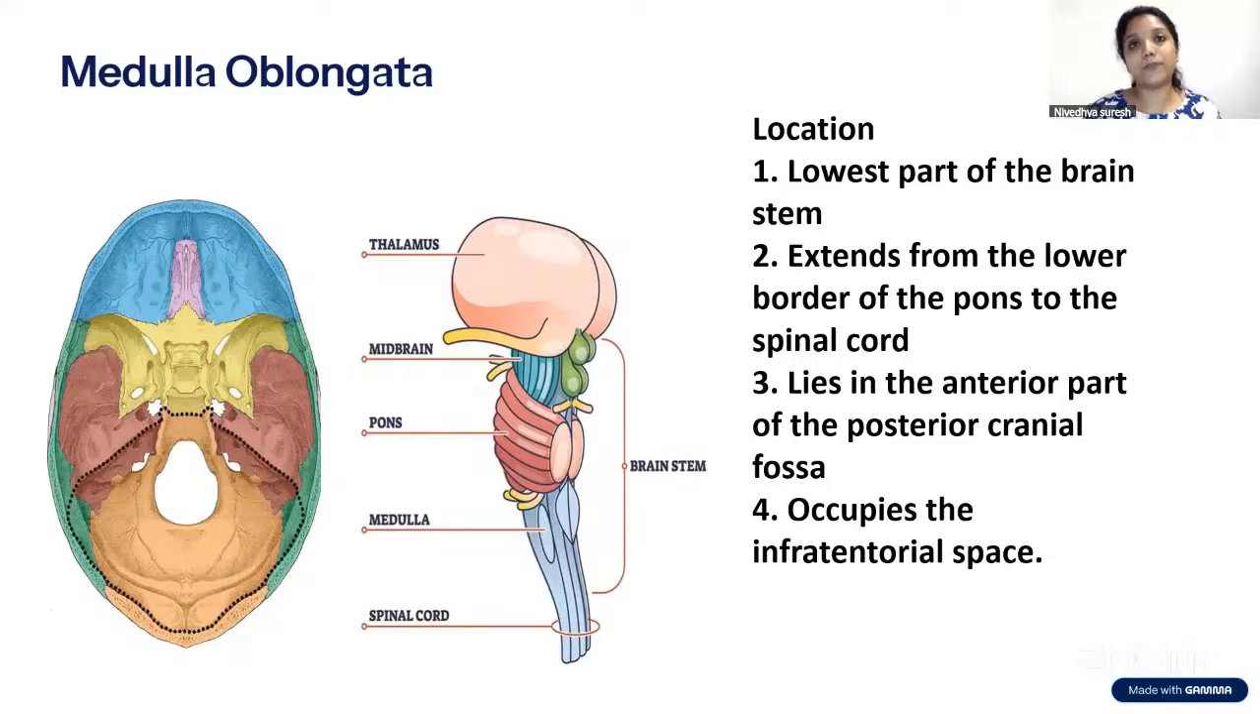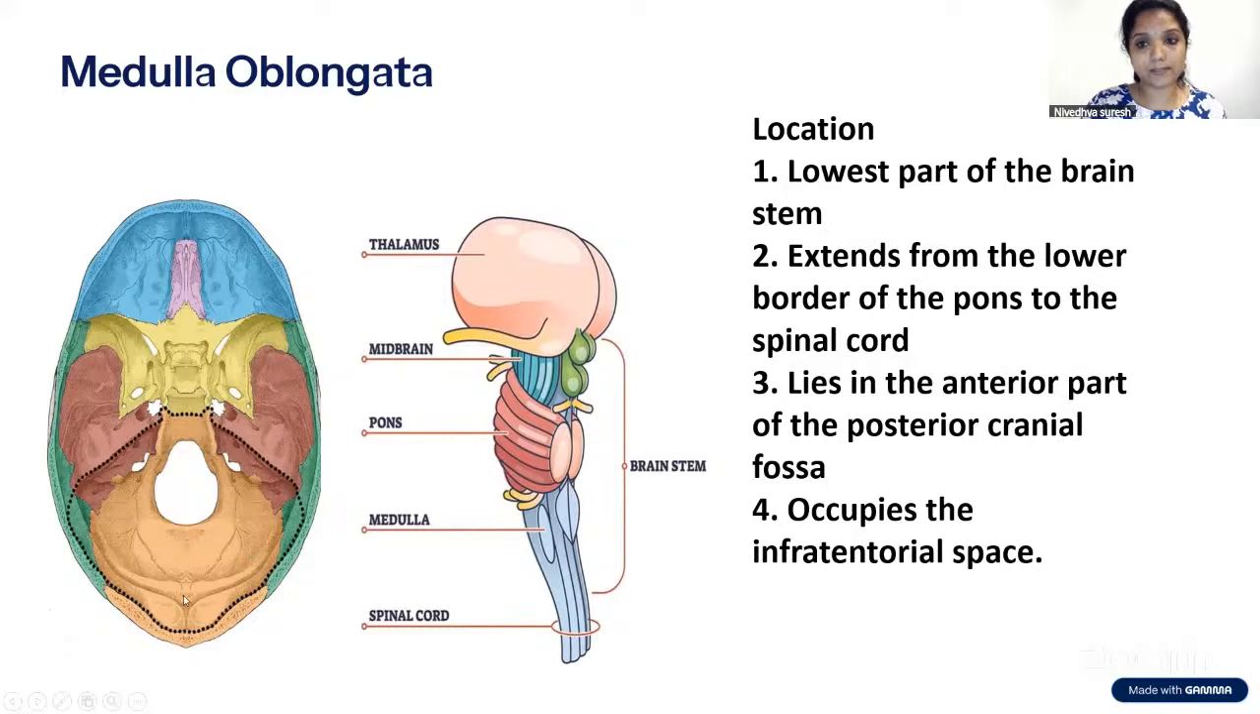The medulla, we will see about the external features, the internal features, and the related clinical anatomy. Okay. So medulla oblongata. First, we can see the location. Here you can see the fossae of the base of the cranial cavity: this is the anterior cranial fossa, this is the middle cranial fossa, and this is the posterior cranial fossa.